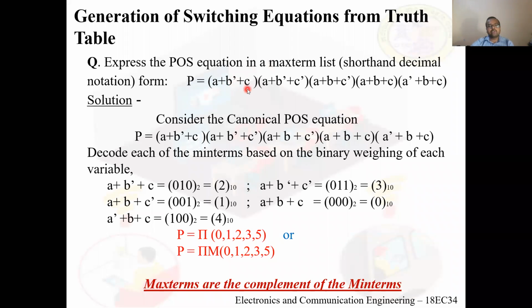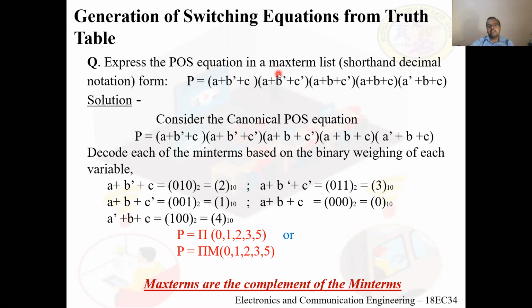A or B bar or C, A or B bar or C bar, A or B or C bar, A or B or C, A bar or B or C. Now, how do you do this one? How do you convert this based on the binary weighing of each variable, similar to what we have done there?